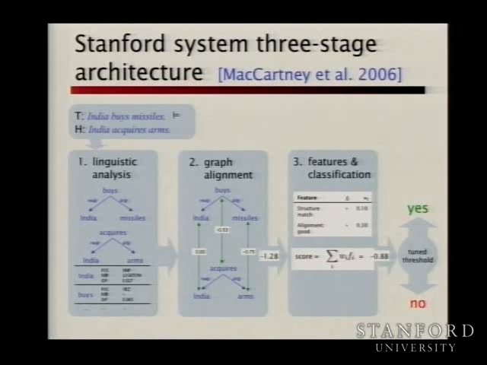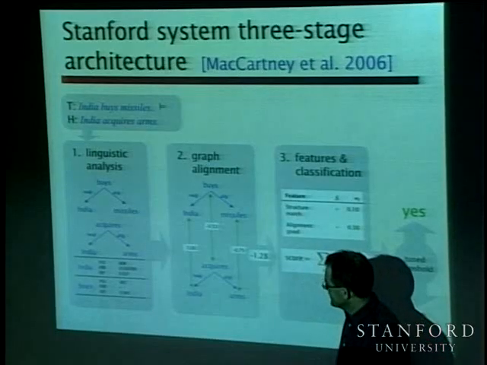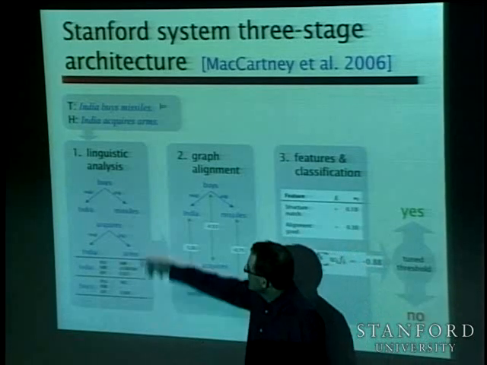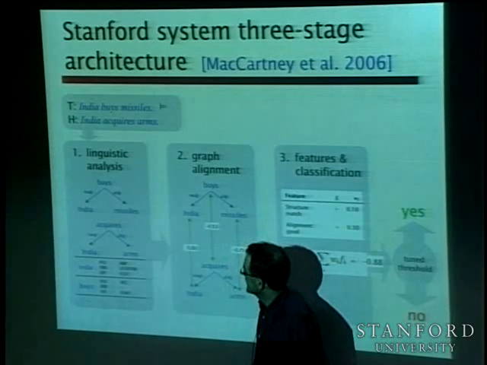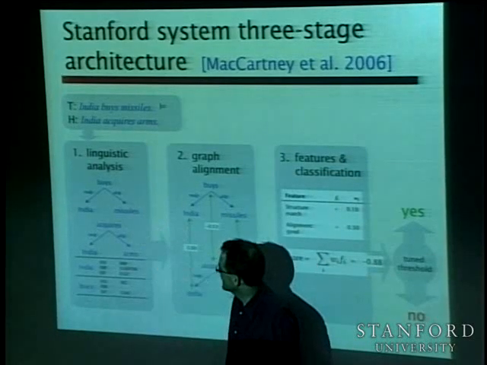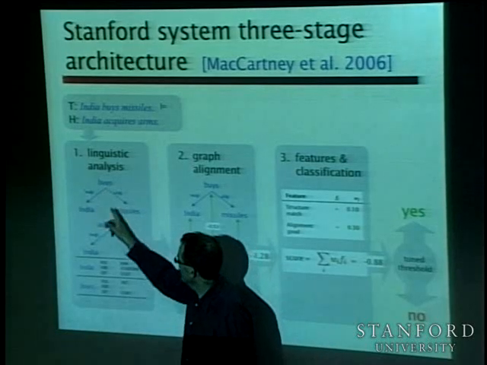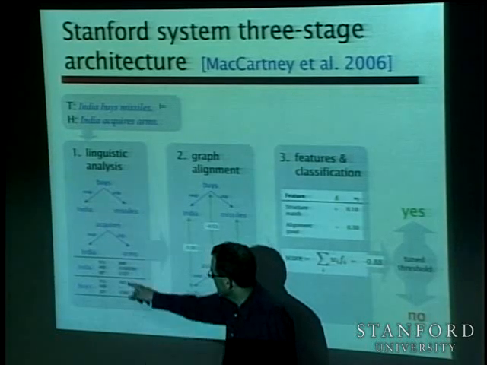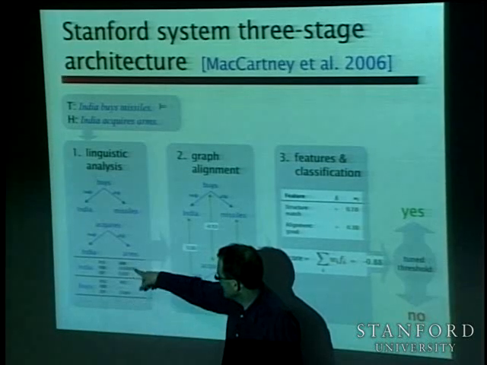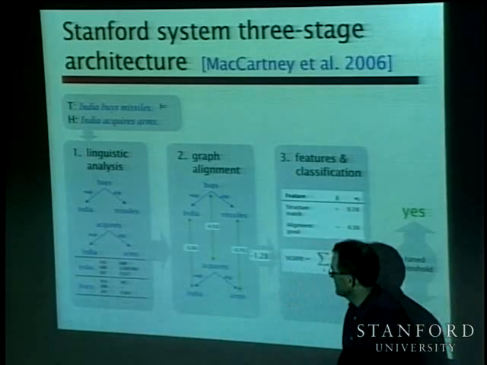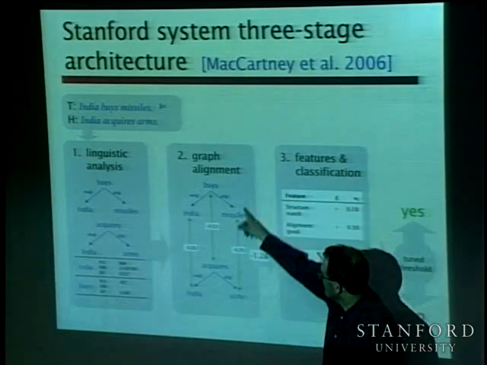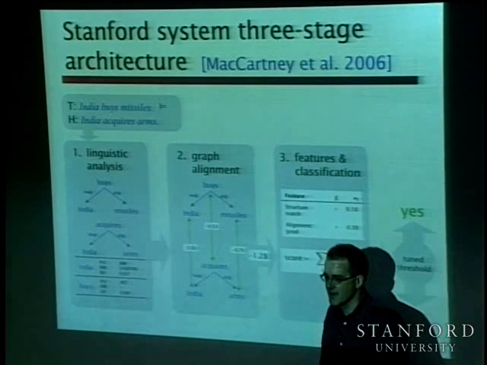Okay, so this is a picture of the system that we've been using in the main for this task. In some sense, it's not very unlike what you saw in the LCC question answering system. We start with a text and a hypothesis, and we do a whole bunch of linguistic analysis. We build up these semantic dependency graphs of India buys missiles, subject-object. We get information about words. We do named entity recognition, so we know that India is a location. We've got parts of speech, inverse document frequencies. We then do an alignment between the 2 texts as a graph alignment.